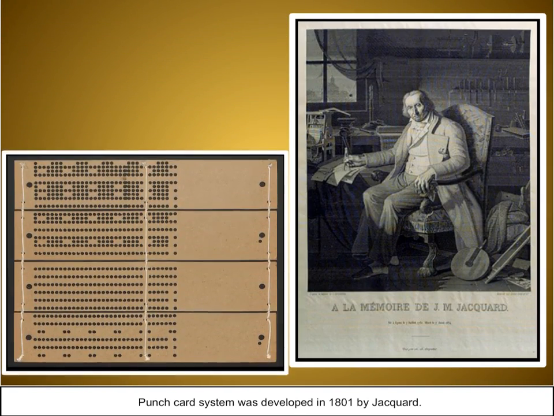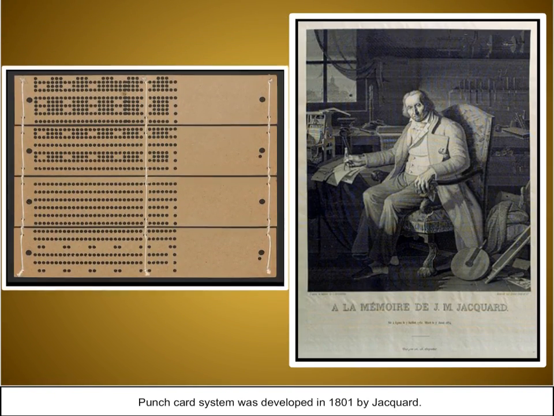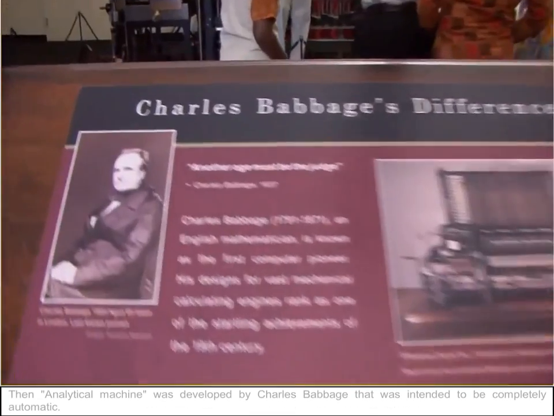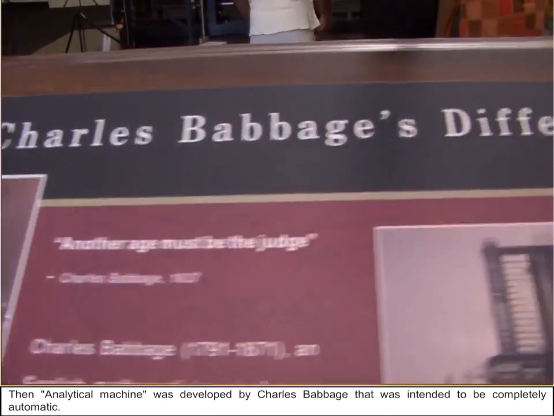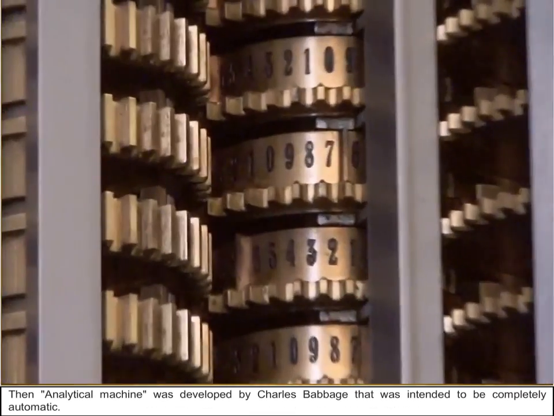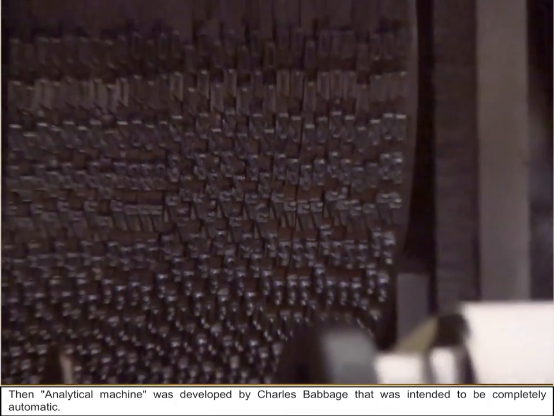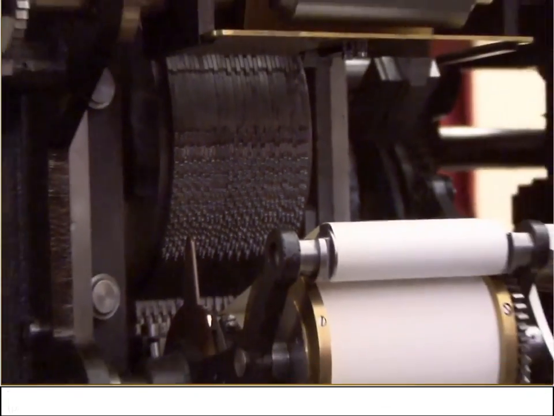Punch card system was developed in 1801 by Jacquard. Then, the analytical machine was developed by Charles Babbage that was intended to be completely automatic.